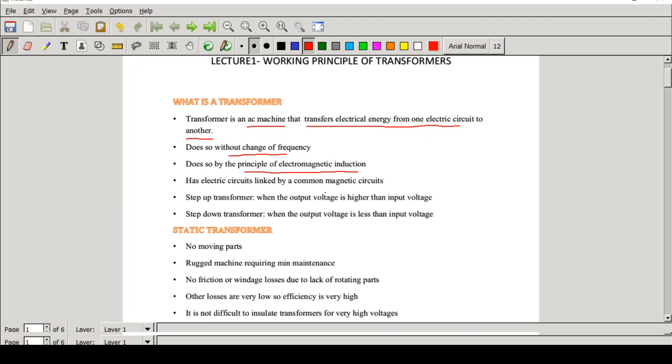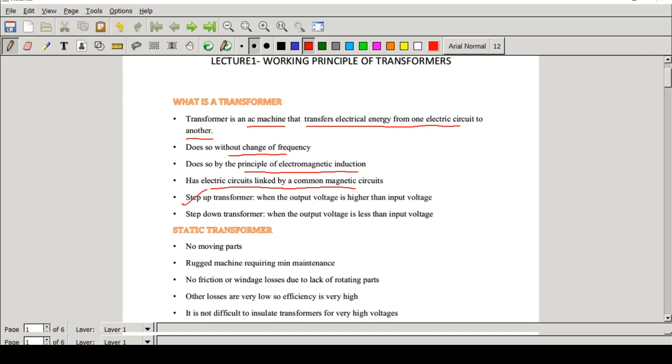Okay. Now here, the transformer's electrical circuits are linked by a common magnetic circuit. As you know, a transformer consists of a primary circuit and a secondary circuit, and both these are coupled using a magnetic medium. Okay.